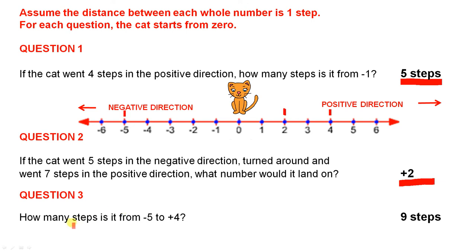And finally, how many steps is it from -5 to +4? Well, there's -5. There's +4. Let's quickly count. 1, 2, 3, 4, 5, 6, 7, 8, 9 steps is the answer.